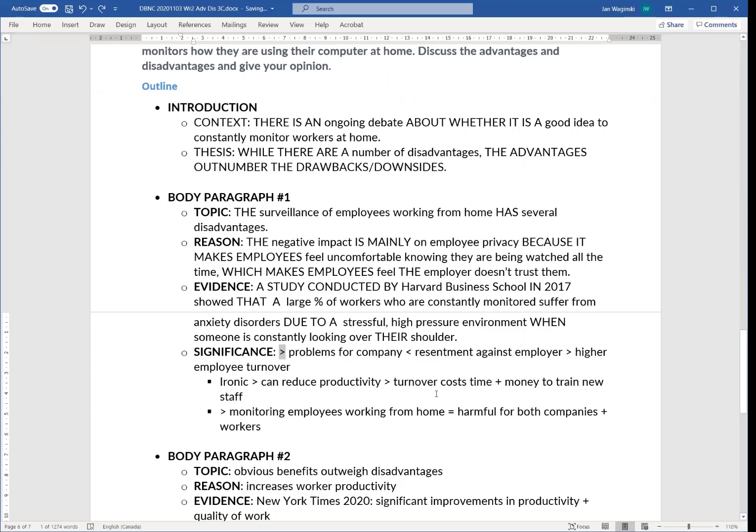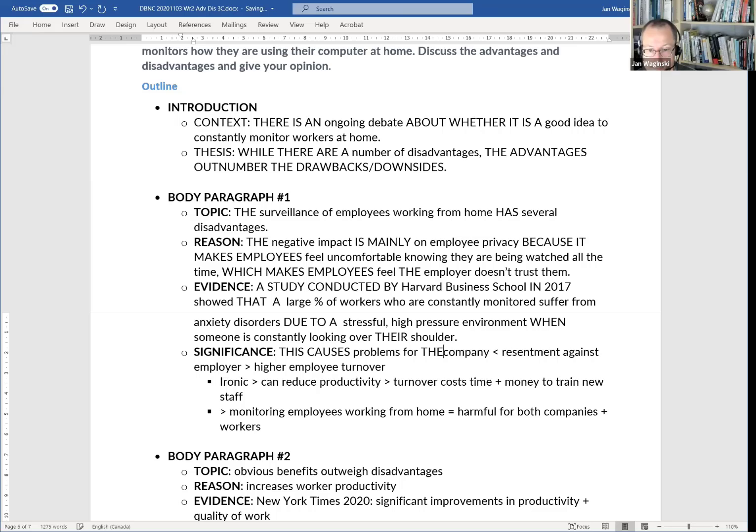So we could say, lastly, I wouldn't say lastly, because this is a direct consequence. This is an explanation, so it's not a further point. You're now making the connection. You could say therefore, or you could just say this results in, this causes. This causes problems for the company. Good.